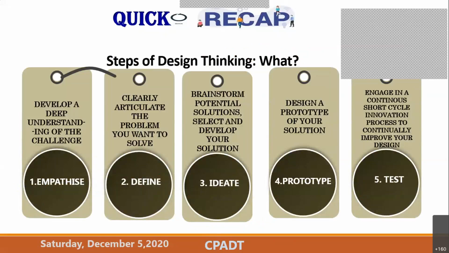So these are the steps of your design thinking. First, empathize. Empathy is to develop a deep understanding of the challenge or the problem or the customer need or the customer insights. So that is what is called empathy. Once I have understood what the customer wants or what the customer is expecting, I write down all his needs. Writing down his needs clearly, articulating the needs of the problem that you want to solve, is what is called define. This is where you define all your needs.